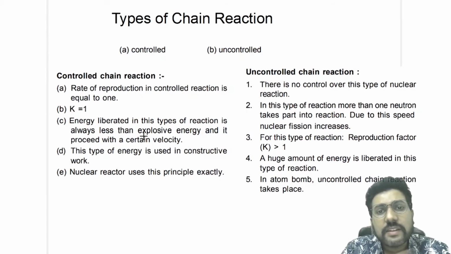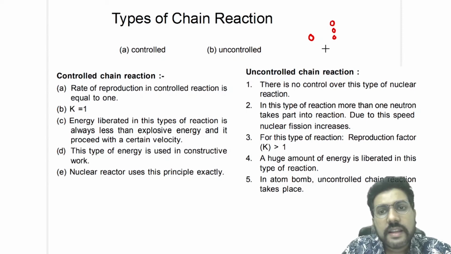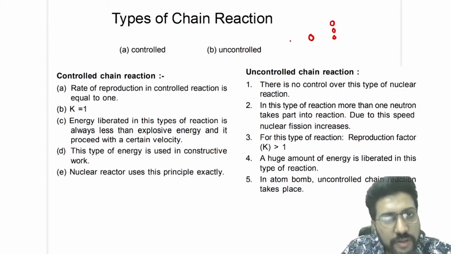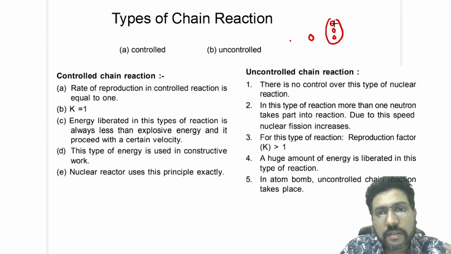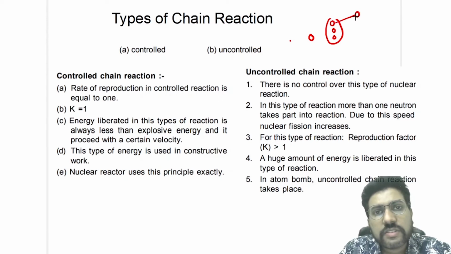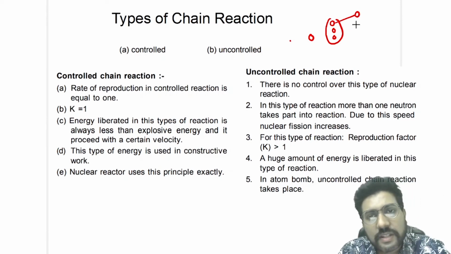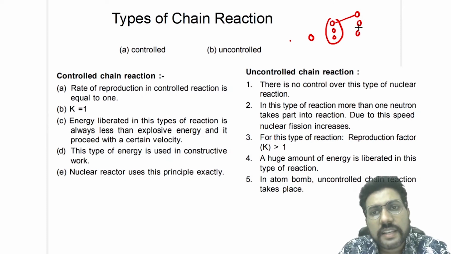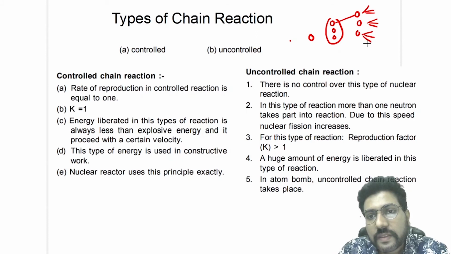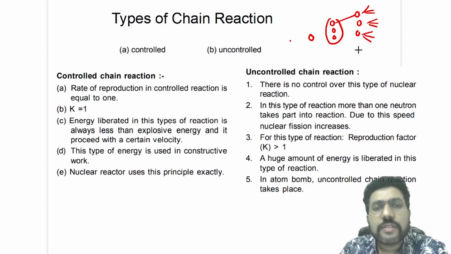Now, what is uncontrolled chain reaction? In an uncontrolled chain reaction, we have seen that one neutron finally produces 3 neutrons. So if 1 neutron strikes a uranium nucleus, 3 neutrons are produced. Now when these 3 neutrons strike 3 other uranium nuclei, you will get 9 more neutrons. So this will lead to an uncontrolled chain reaction.